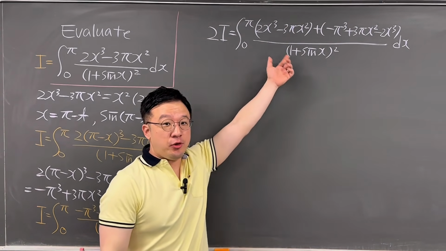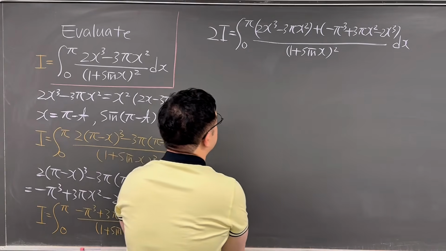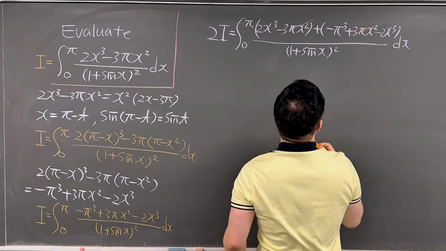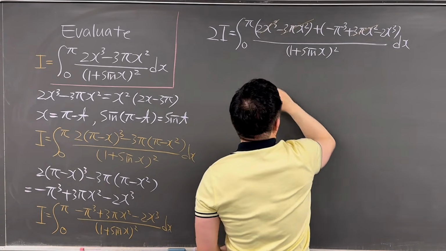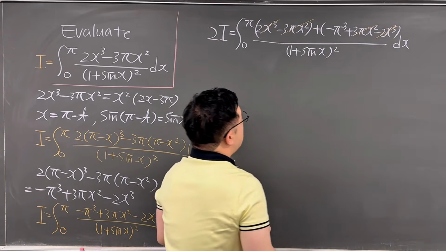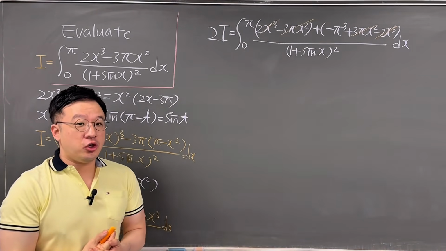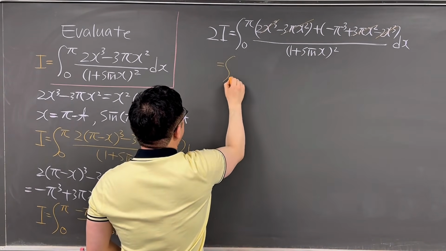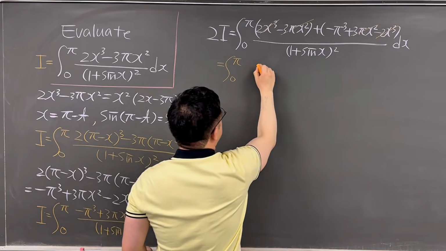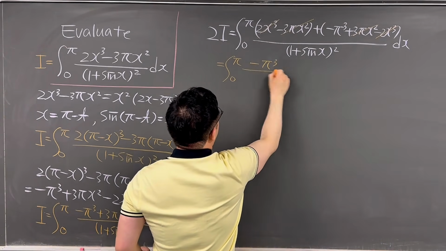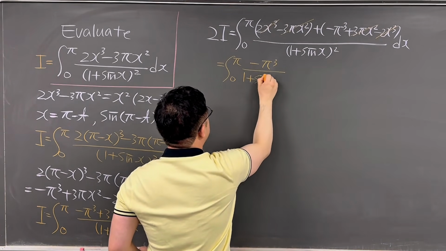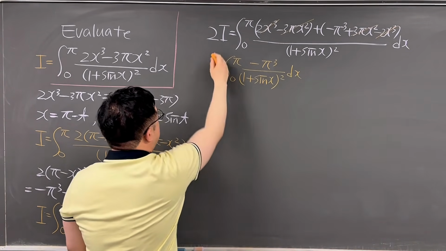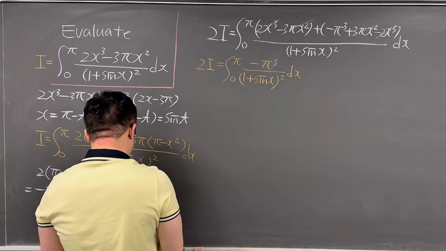And surprisingly, many terms in the numerator cancel out. Negative 3 pi x squared and 3 pi x squared cancel out. And then 2x cubed and negative 2x cubed cancel out. So only negative pi cubed is left in the numerator. So this is the integral from 0 to pi of just negative pi cubed over (1 plus sine of x) squared dx, and that is equal to 2 times I.